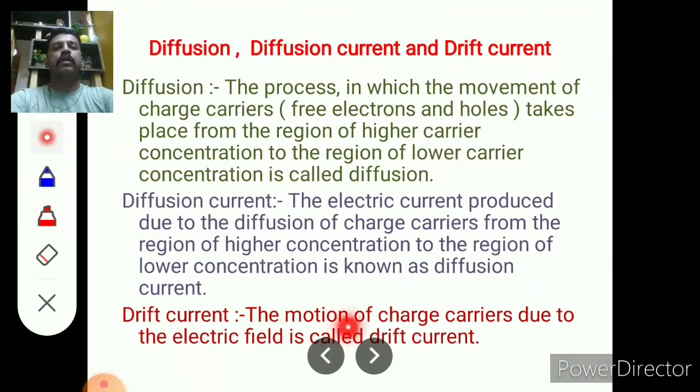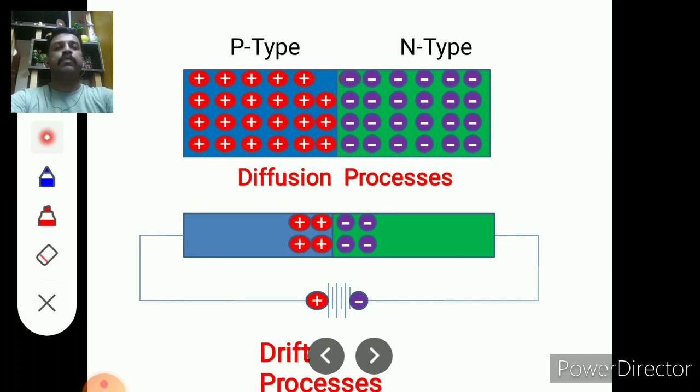Drift current: the motion of charge carriers due to the electric field is called drift current. So this is the process. Here the majority charge carriers, holes, are moving from p-type semiconductor to n-type semiconductor. At the same time, the majority charge carriers, electrons, are moving from n-type semiconductor to p-type semiconductor. In this way, the electrons and holes diffuse across each other.